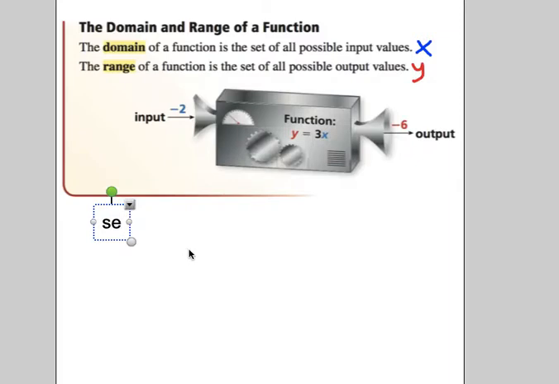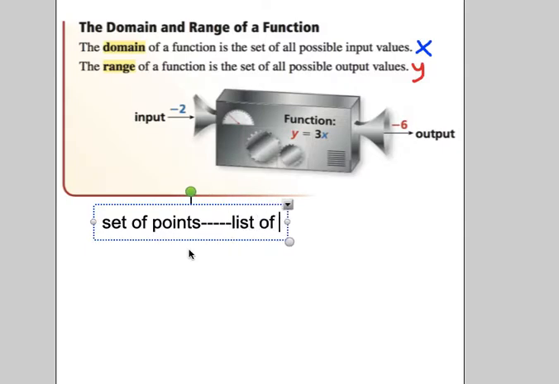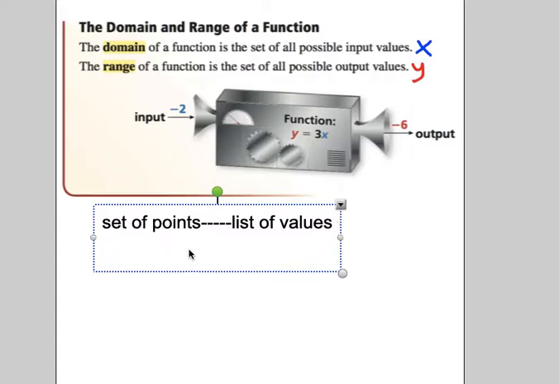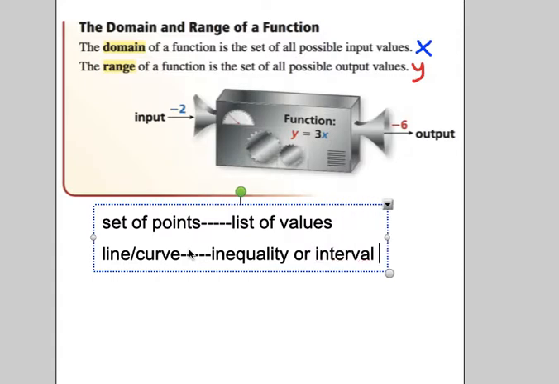So if you are given a set of points, what you should do is reply with a list of values. If you're looking for domain, you're just going to list out all of the x values. If you're looking for range, you're going to list out all of the y values. If you are given a line or a curve of some sort, we have two different options for replying. We can either reply with an inequality, or we can reply with something called interval notation.